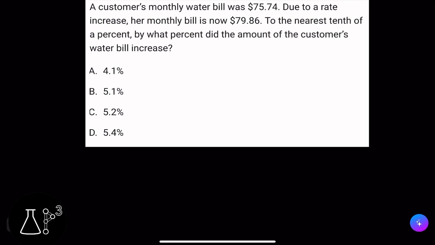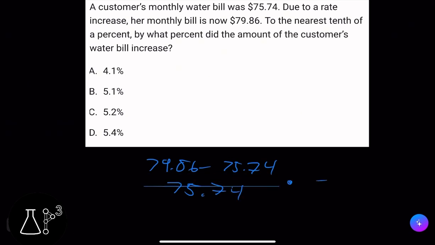So to find the customer's water bill increase, we want to look for the absolute value of the increase of the money divided by the original amount, in this case 75.74, and then times 100. So how would that look? Well, if we're looking for the absolute increase of the bill, we would do 79.86 minus 75.74, and then we divide that by the original amount of the bill, which was 75.74, and we multiply that by 100 to get the percentage.